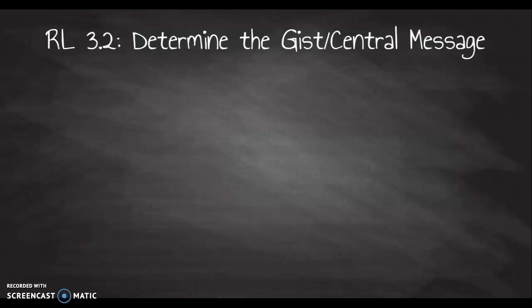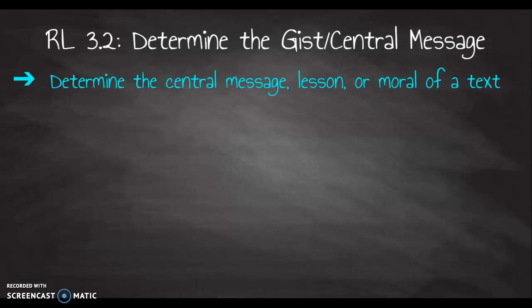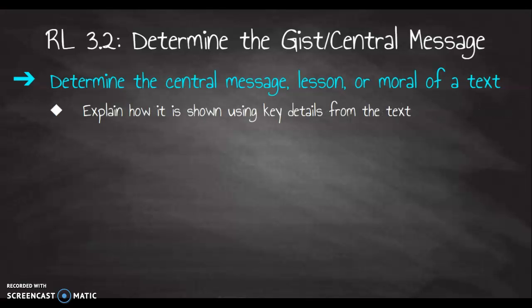RL 3.2 is determine the gist and central message. In this standard, students are going to determine the central message, lesson, or moral of a text. They'll do this by explaining how it's shown using key details from the text, so they will need to get very comfortable going back into a text and finding information or details that are going to help them with their answers.